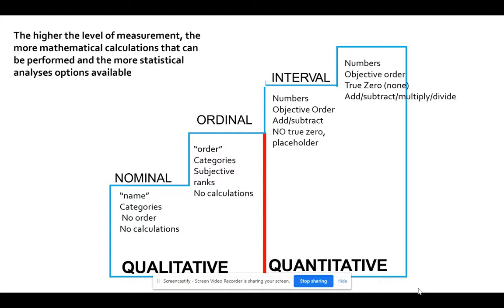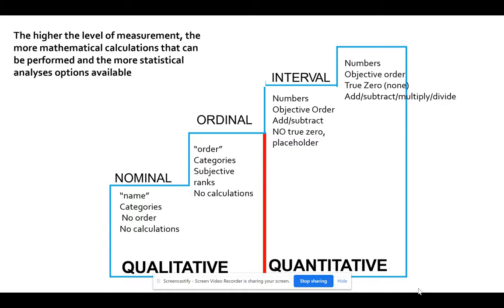The final level is ratio. At the ratio level, again, you have numbers. Again, you have the objective order, so there's a sense of, a person who is 17 is younger than a person who is 23. So again, you can begin to make those sorts of comparisons. At the ratio level, you can add, subtract, multiply, and divide, so you can perform all 4 basic operations.